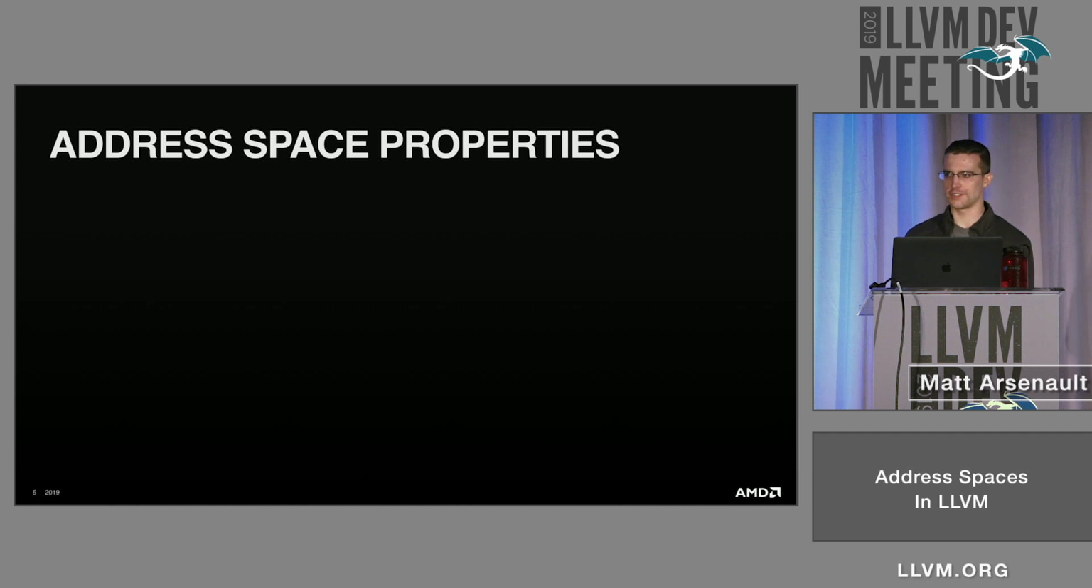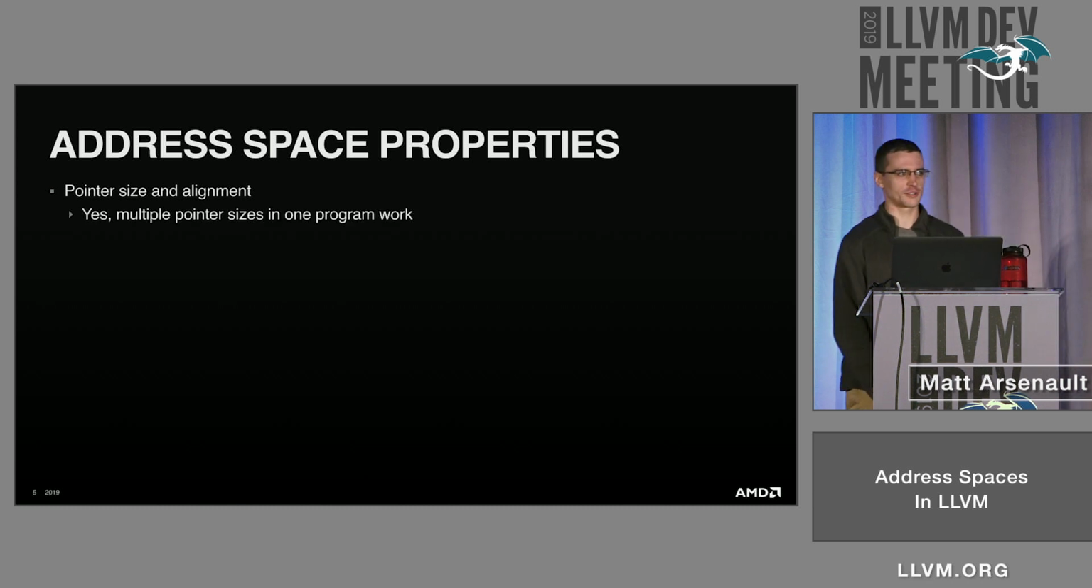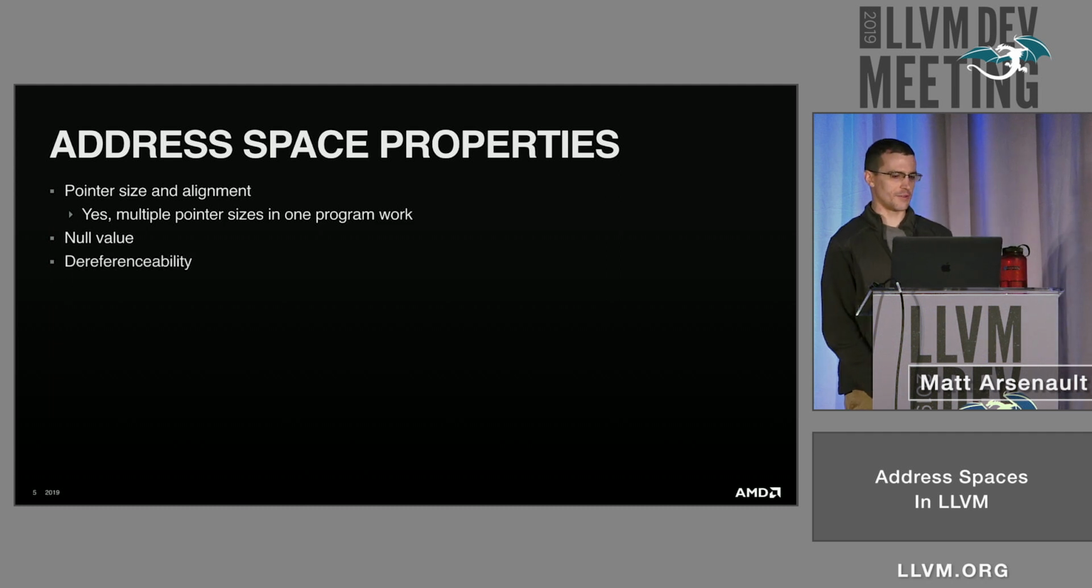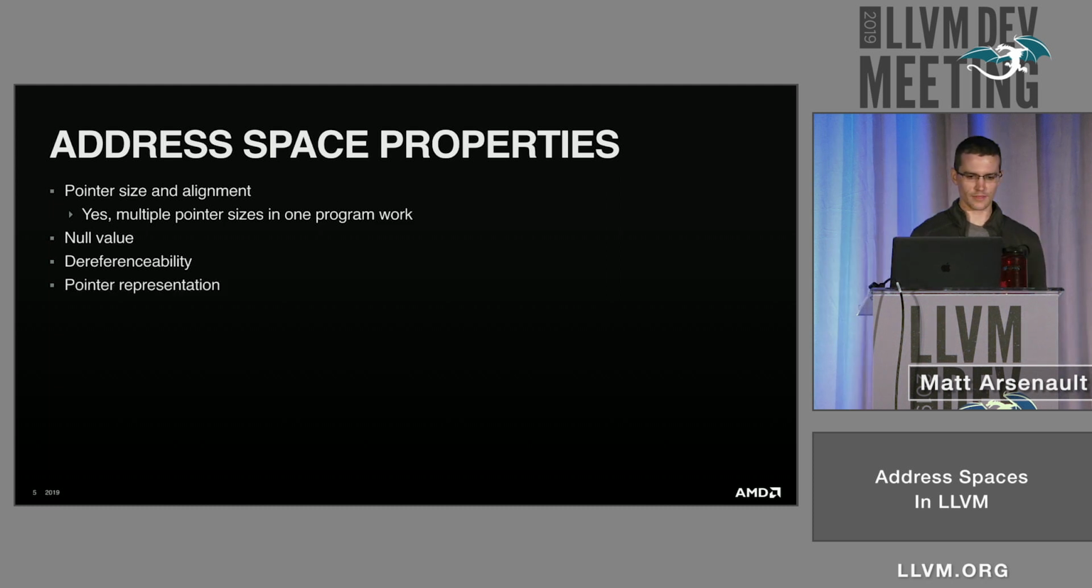So there are a handful of properties that address spaces can control for you. The first basic one is just the pointer size and alignment. And that means, yes, multiple pointer sizes in one program do work. This has worked for quite some time. There are some lingering passes that do assume a single pointer size, but those are mostly fixed. So the meaning of the bit value 0 pointer is the other major important one to worry about. 0 meaning an invalid pointer is only supposed to be assumed in address space 0. What happens when you dereference the pointer is sort of a property of the address space, and the pointer representation type, which I'll talk about in a little bit.